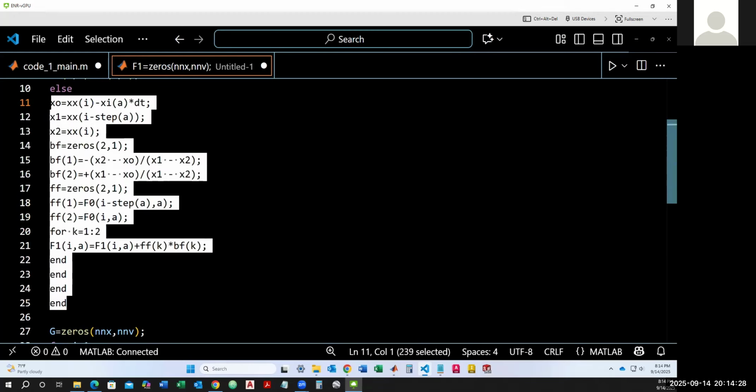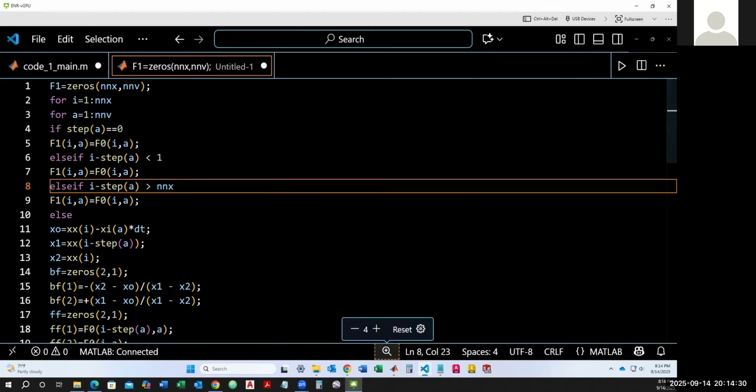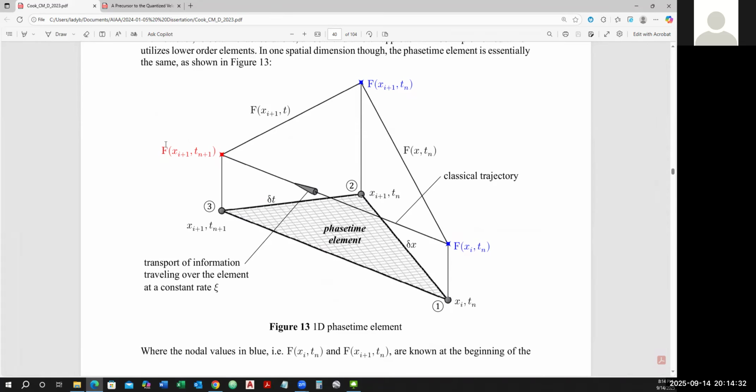So let's go and compute. We're going to compute this guy in red. That's what we're now computing.